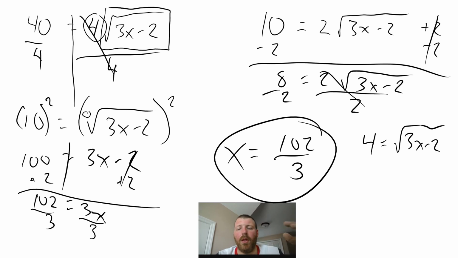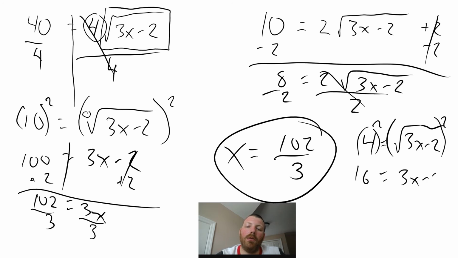So you have to remember that you're trying to get rid of this stuff around the radical first. I mean, you can deal with it all, but that'd be crazy. It'd be hard. And so what we want to do is square then, right? Because we don't have anything on the outside. So you have 16 equals 3x minus 2. And I'm pretty sure you know how to solve the rest of that.